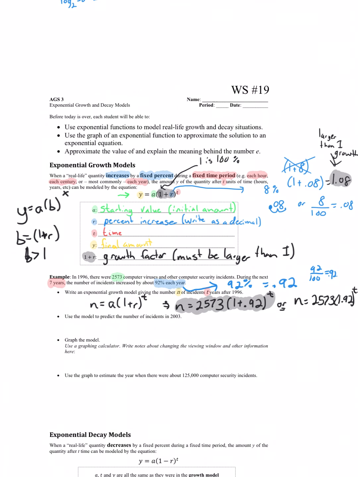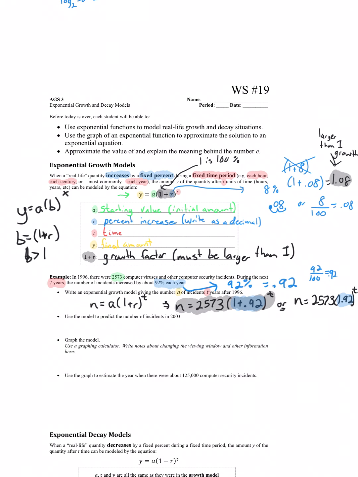And now it looks like that y equals a times b to the x, that exponential growth equation that we're used to seeing. All right, you can write it either way. Personally, I prefer simplifying it if possible to get this 1.92 instead of the 1 plus 0.92. That's my preference, but it's entirely up to you.